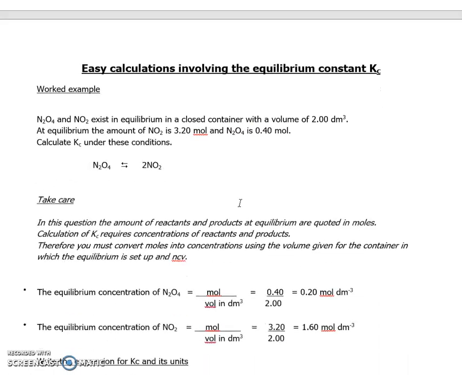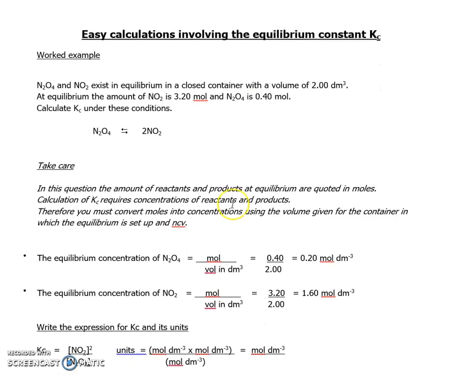Okay, now a couple more types of calculations. The first I've classed as easy, although it's not really that easy. So an example would be this. N2O4 and NO2 exist in equilibrium in a closed container with a volume of 2 decimeters cubed. At equilibrium, the amount of NO2 is 3.2 moles and N2O4 is 0.4 moles. Calculate Kc under these conditions.